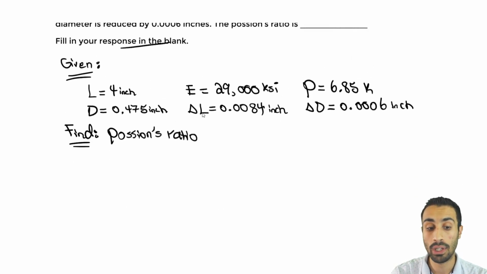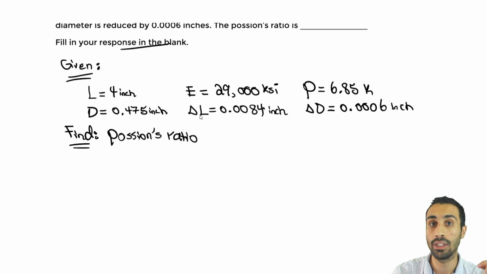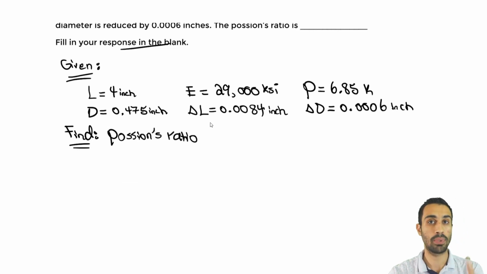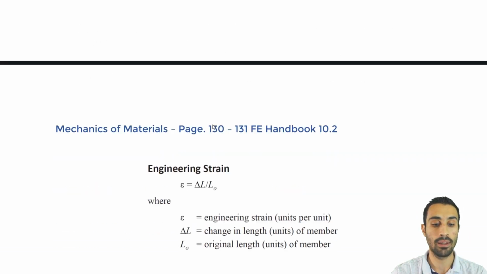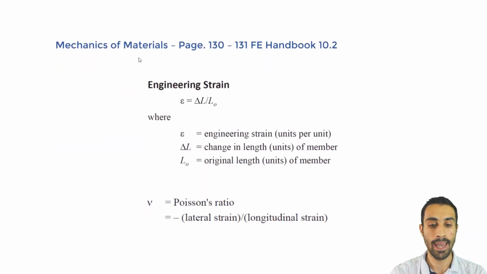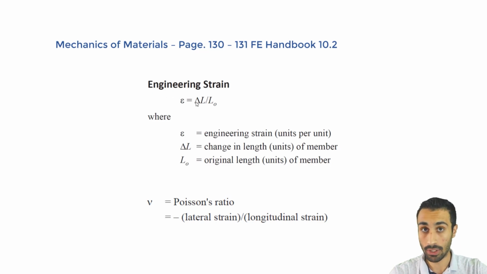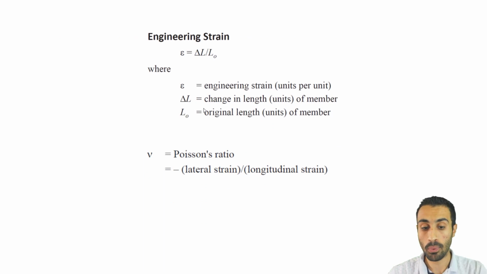Per FE handbook, I want you to pause the video and find the equation for Poisson's ratio. It's in the FE handbook. So pause the video and let me show you the equation. And we know it's going to be on pages 130 and 131 if you're using the PDF for the latest FE handbook. So we know we're going to refer to this definition. That's why I brought it here. But the Poisson's ratio will be this equation.